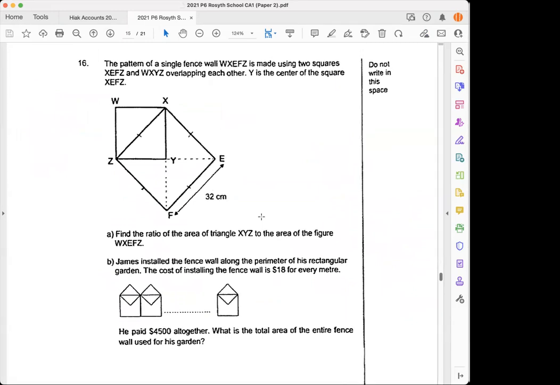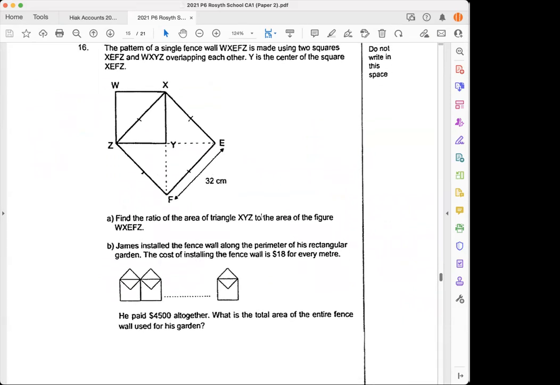It's not much space for me to write. I'll find space over at the corner. All right, let's continue from here. I'll write the answer on this side. So find the ratio of the area of triangle WXYZ to the area of figure WXEFZ.